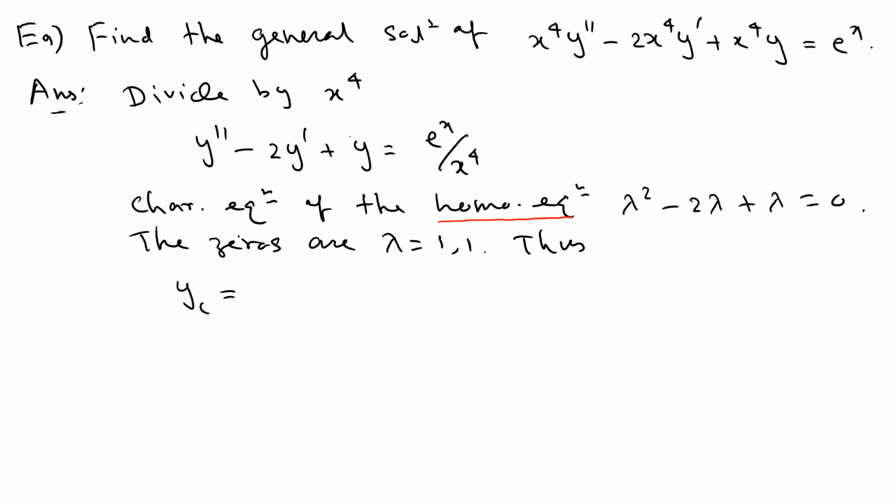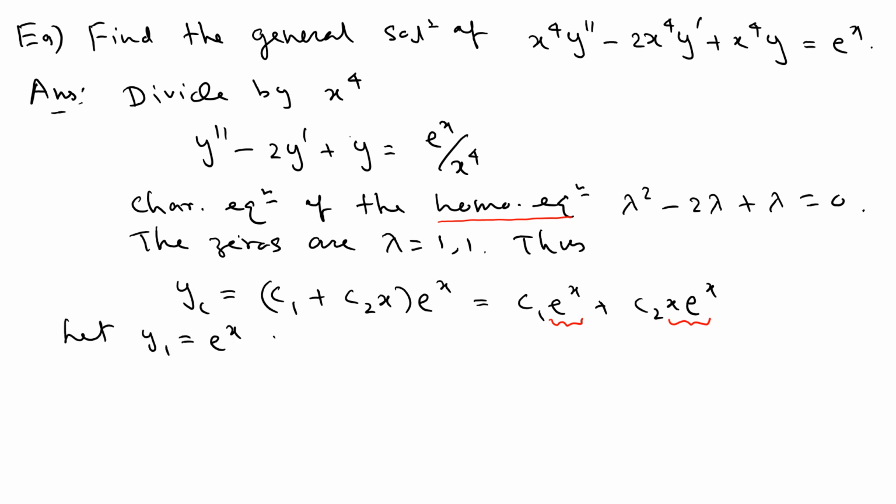Thus we can write the solution yc. So yc is a repeated root situation. So we know that it is (c1 plus c2 x) e to the lambda x, with lambda equal 1. So what we normally do is we can split this. Once you split, you get c1 e^x plus c2 x e^x. Then we pick this one as one solution and this one as the other solution, y1 and y2. So let y1 equal e^x and y2 equal x e^x. Those are two linearly independent solutions, and we proved earlier that this is linearly independent.